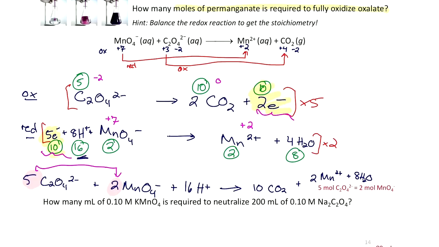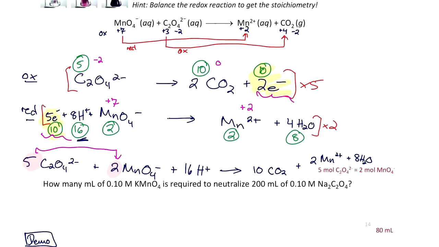All right, so let's actually answer this question. How many milliliters of permanganate is required to neutralize 200 milliliters of sodium oxalate? This is a Chem 1210 question. If we gave you the balanced chemical equation already, it's just a Chem 1210 question using molarities and stoichiometry. But what makes this 1220 is I don't give you the balanced chemical equation. You have to do it yourself by the method of half reactions.